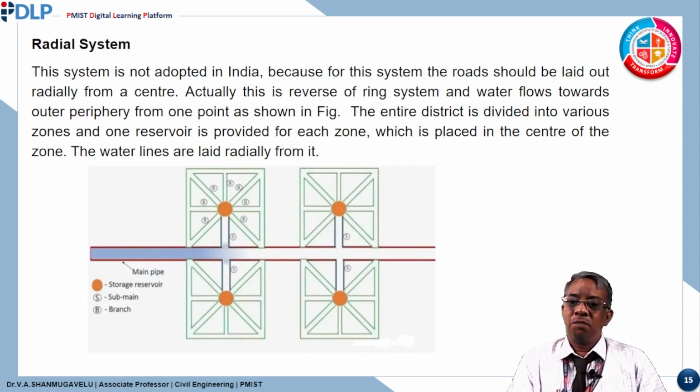Next will be radial system. This system is not adopted in India because for this system the roads should be laid out radially from the center. Actually, this is the reverse of the ring system, and water flows towards the outer periphery from one point as shown in the figure. The entire district is divided into various zones and one reservoir is provided for each zone, which is placed in the center of the zone. The water lines are laid radially from it.